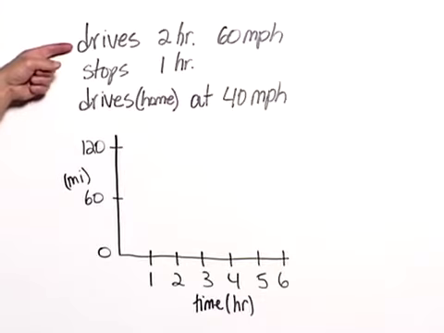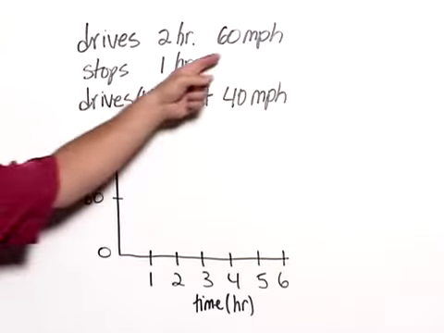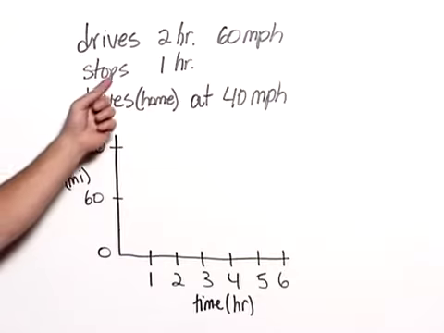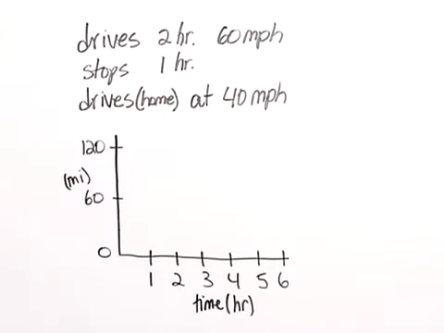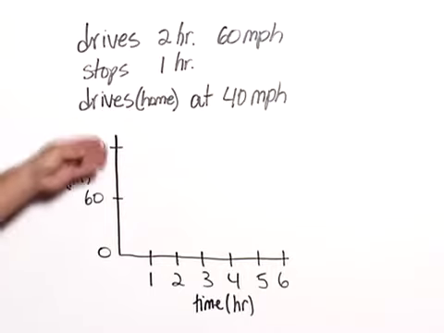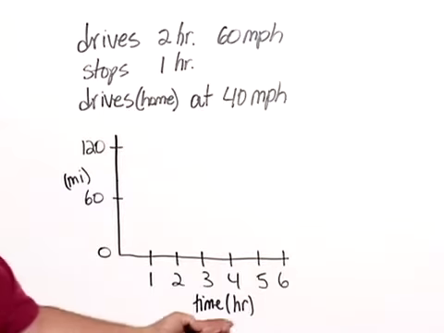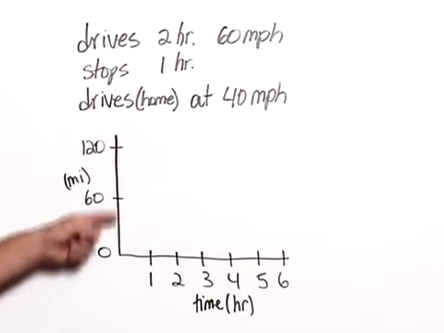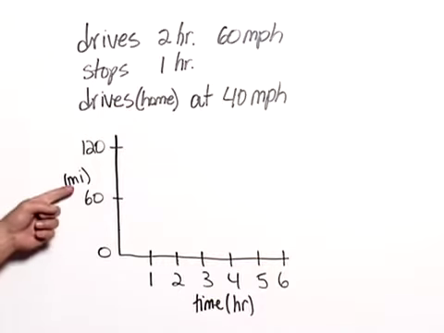So the important information: he drives for 2 hours at 60 miles per hour, stops for 1 hour, and then drives home at 40 miles per hour. So here's a graph where the horizontal axis is time in hours, and the vertical axis has the number of miles from home, or the distance from home.